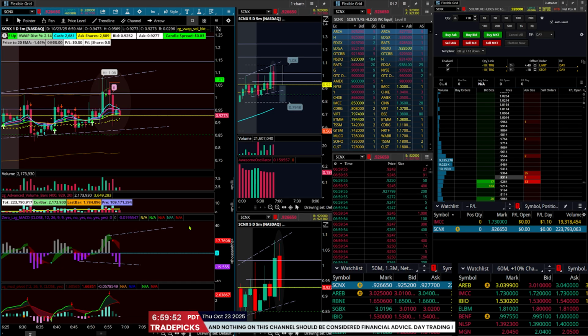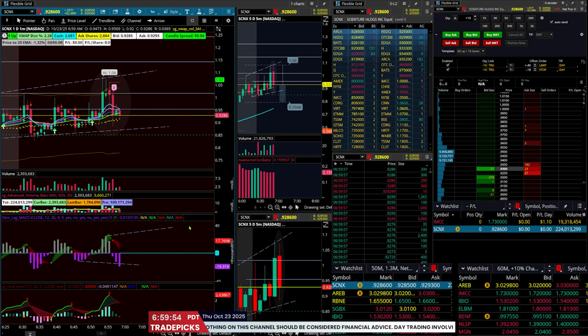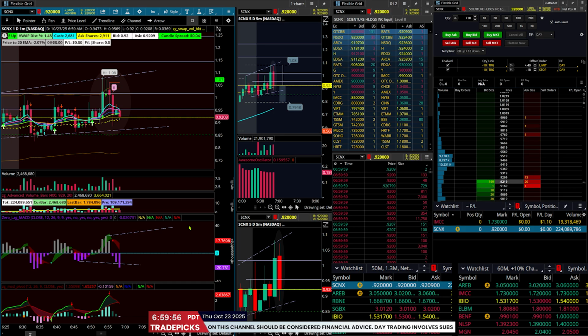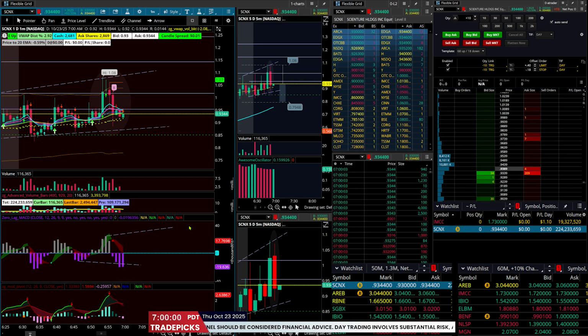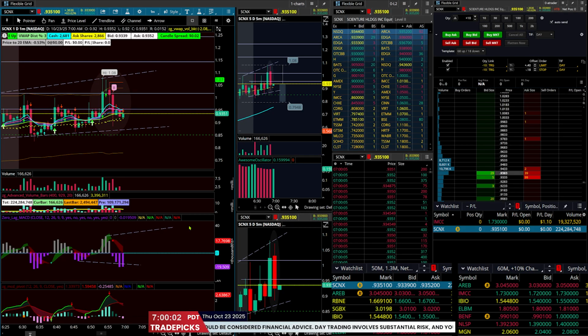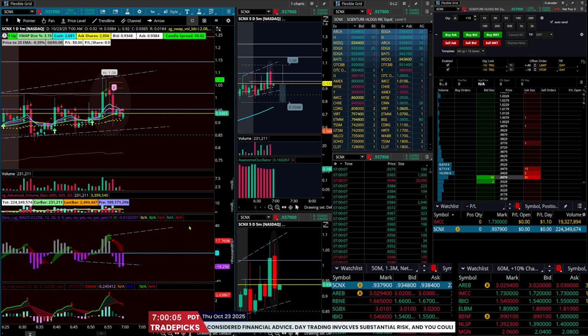We're not going to jump in just because we see a little bit of the gray positive lines, because the volume is still red on the 5 minute. Now we start to get some green. Now it's the top of the hour, 7 a.m.